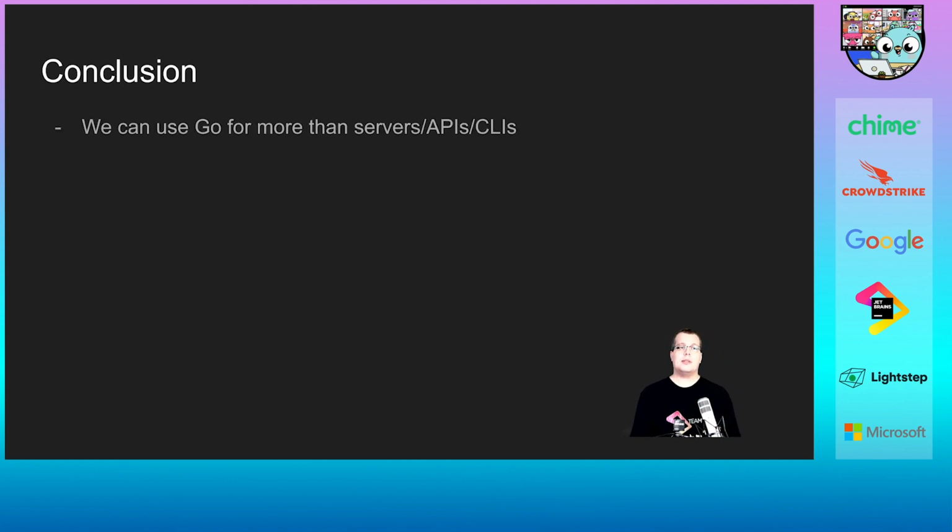So, some conclusions. We can use Go for more than servers, APIs, CLIs, and so on and so forth, databases or whatever. And not only that, we can use it actually quite successfully. There's no problems with developing device drivers, in this case for something like this. As I said, there are already many more. And if Go can fly a drone, it can certainly do other things too.